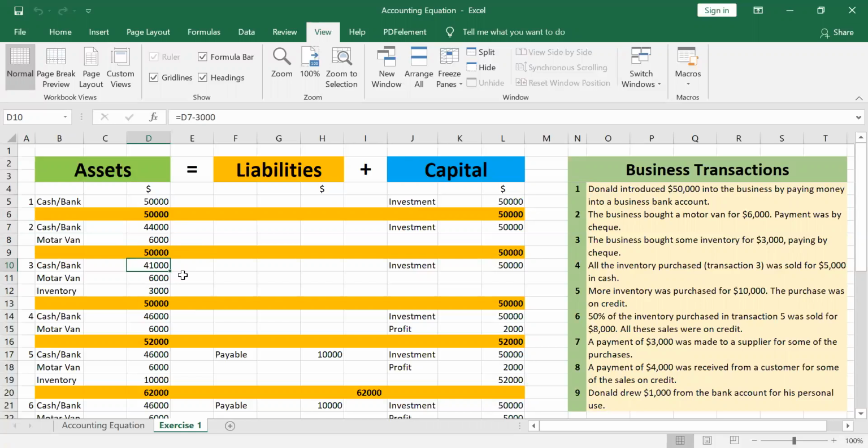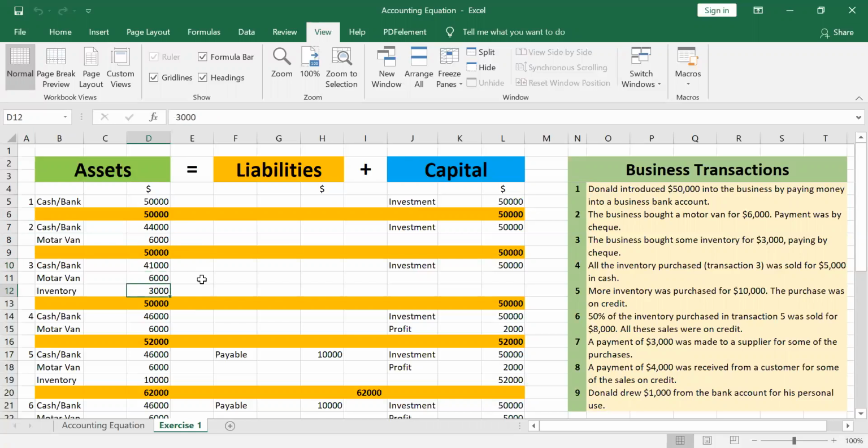Again, there's no liabilities because you have not bought anything on credit. Again, there's no change in capital because you are buying the inventory from the existing cash the business has. So the cash remains 41,000. The decrease in the cash is the first impact. The second impact is the increase in the inventory.